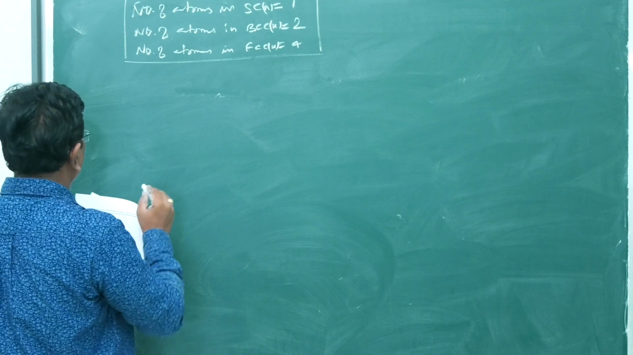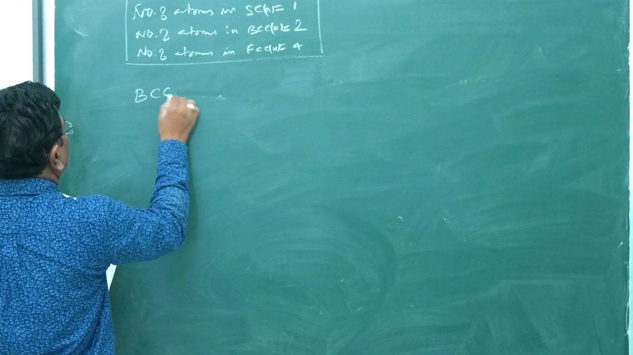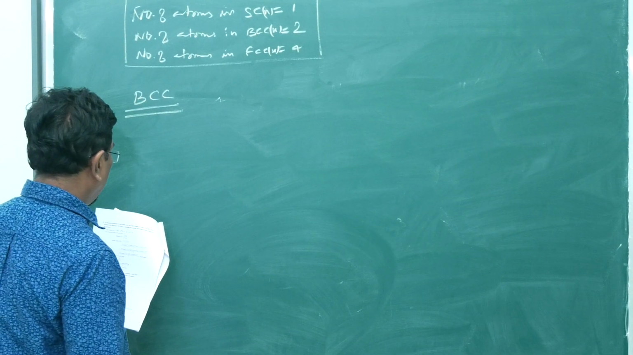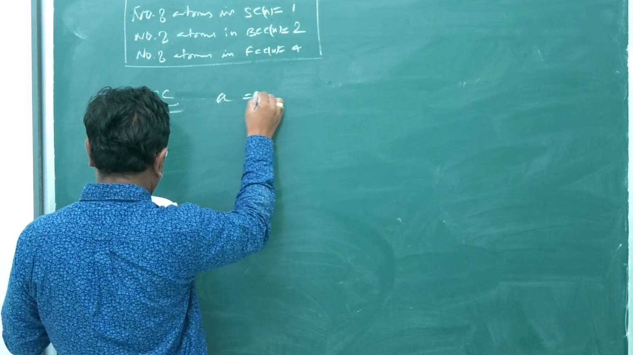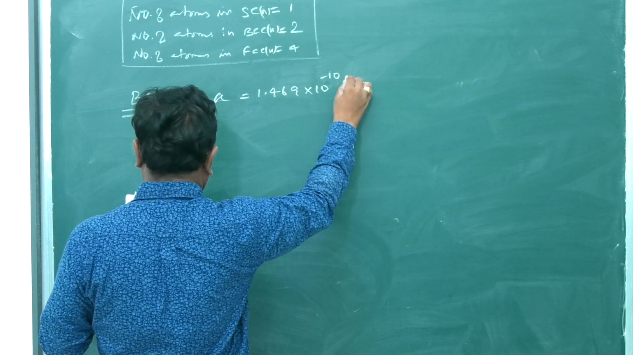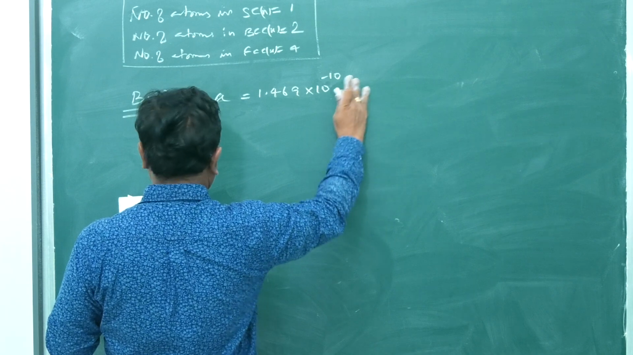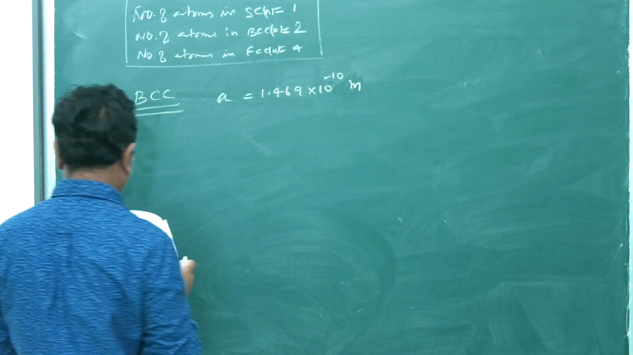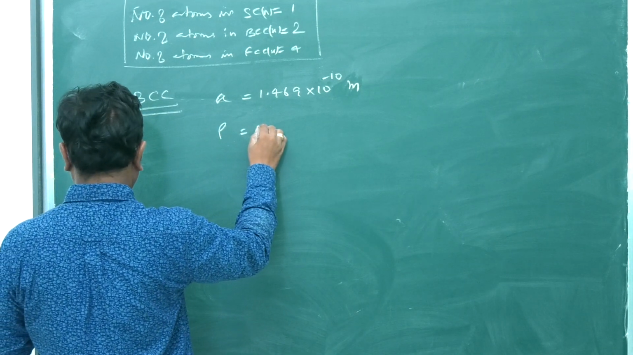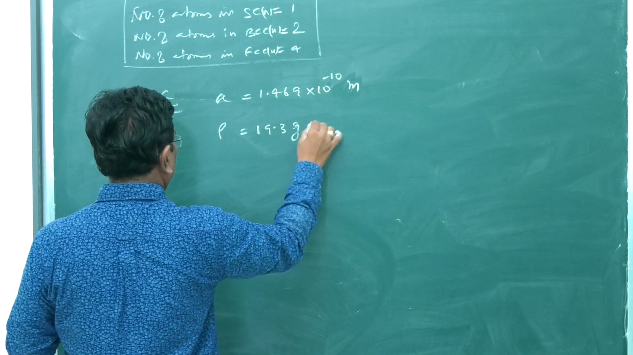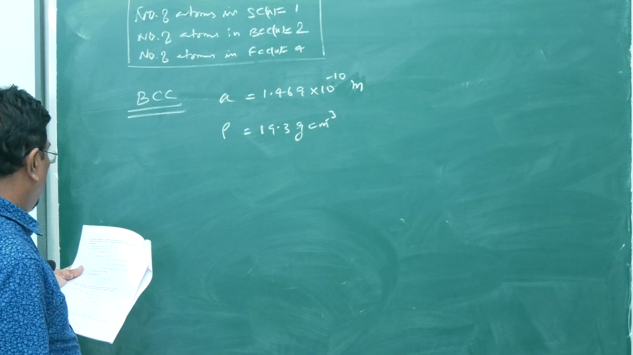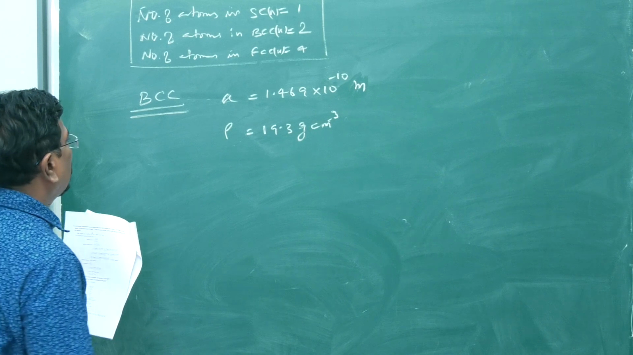An element crystallizes in BCC. All right. An element crystallizes in BCC lattice with the edge length, that means a is equal to 1.469 into 10 power minus 10 meter. Density of the element is equal to 19.3 gram per centimeter cube. All right. The question is, calculate the atomic mass.